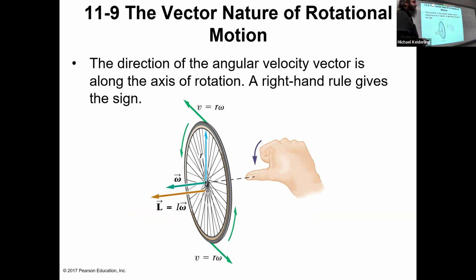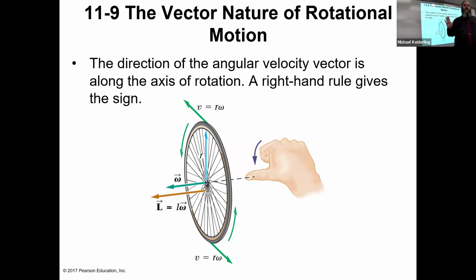Now, it turns out, so far we've been dealing with rotation as if it were just in a two-dimensional plane. But rotation actually happens in 3 dimensions. Anything that's rotating is rotating within 3-dimensional space. So how do we deal with that? Well, it turns out there's a relatively straightforward way to do it.